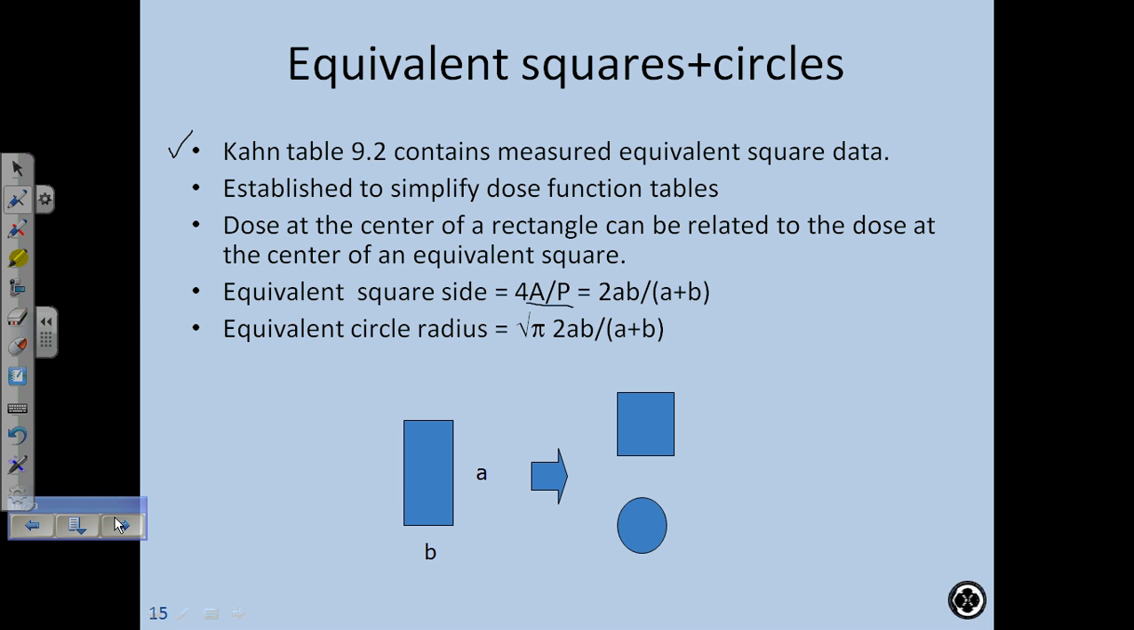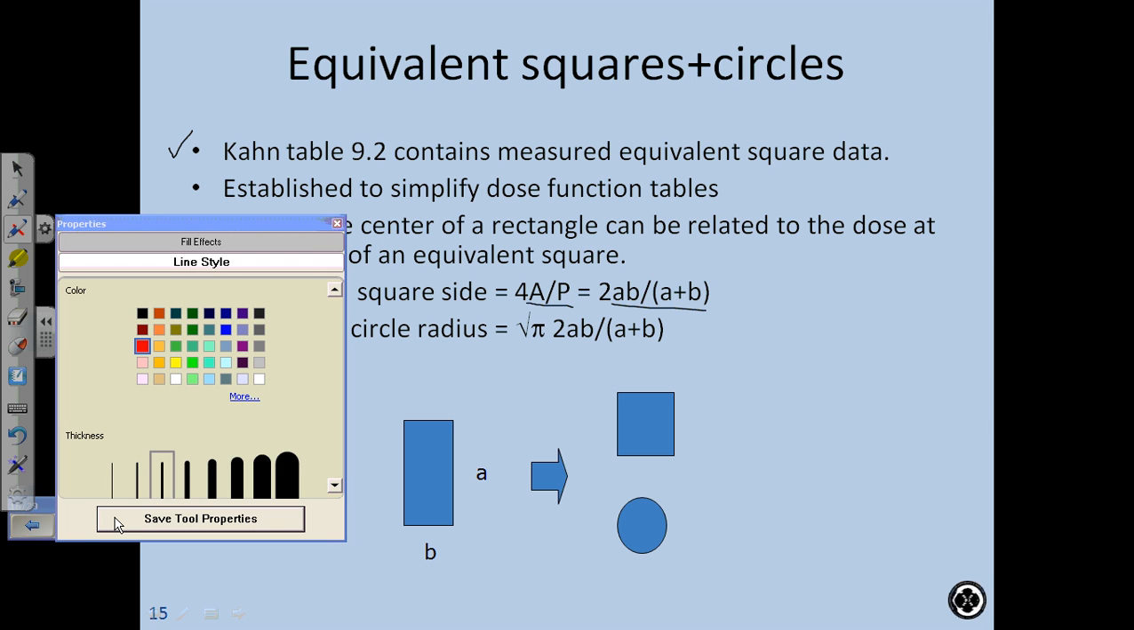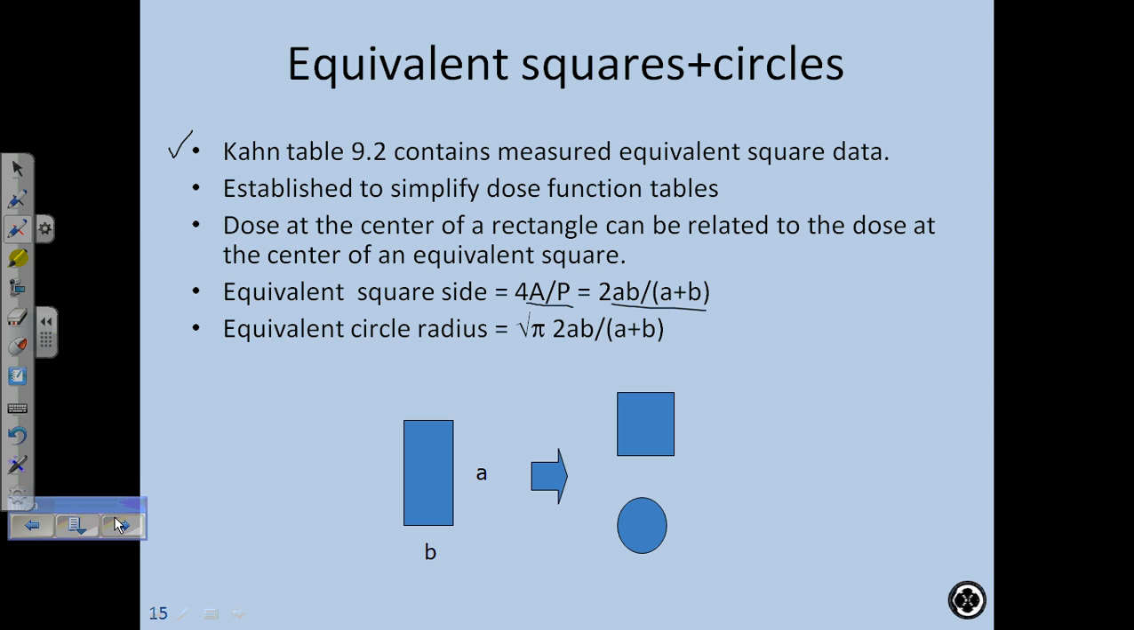Most people remember it as 2ab over a plus b. It's easier to see in red. 2ab over a plus b is equal to 4 times the area over the perimeter of a rectangle. If you do the math, it's equivalent. And so what's a and b? a is the length and b is the width, or a can be the width and b the length. It doesn't matter.